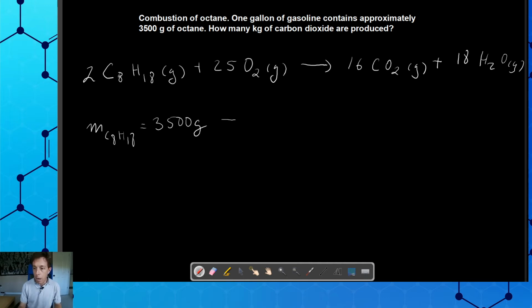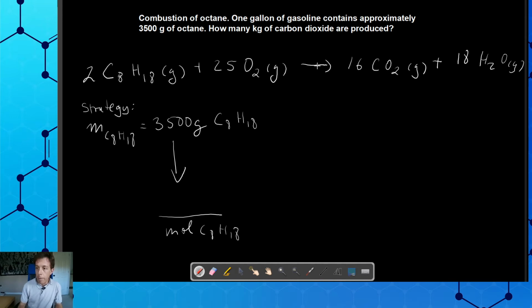So the question is, how many grams of CO2? The logic here, so let's write the strategy out. We want to start with the grams of C8H18. The strategy is that we need to convert these grams to moles. So let's do this here to save a little room. Convert these to moles of C8H18, moles of octane.